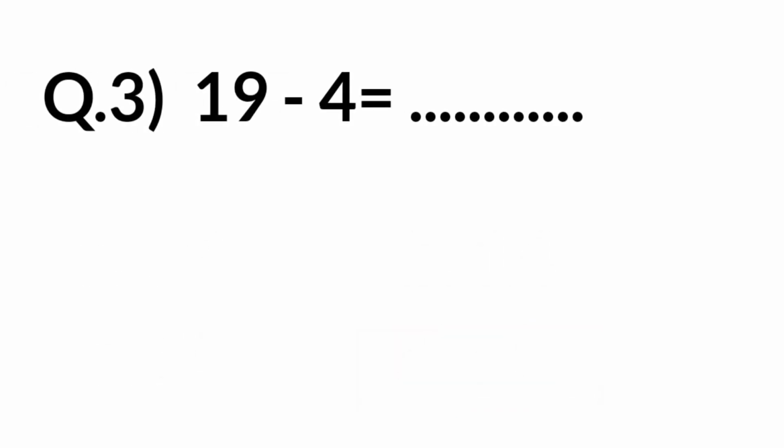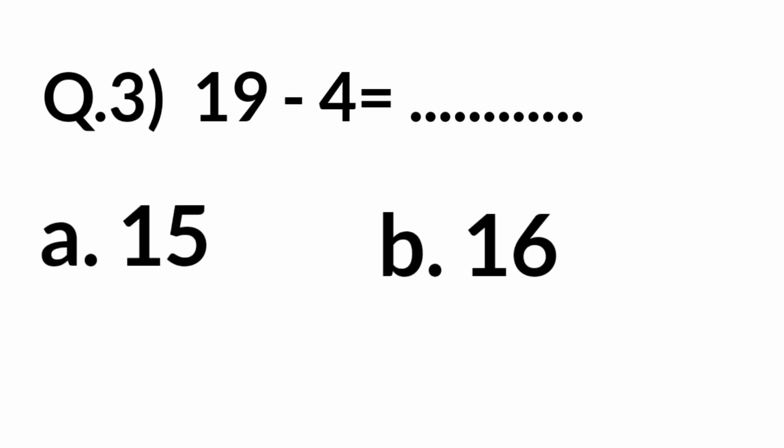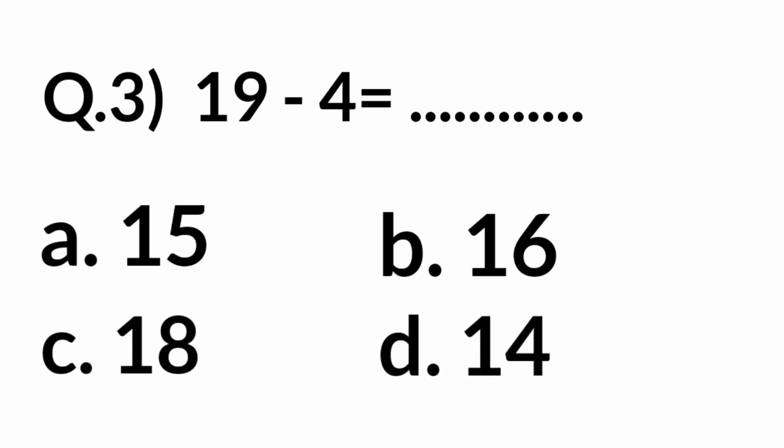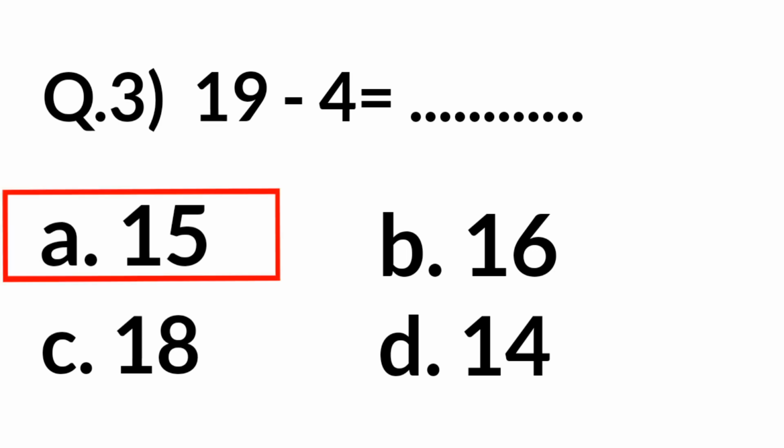Question number 3. 19 minus 4 is equal to option A 15, option B 16, option C is 18 and option D is 14. The correct answer is option A 15.